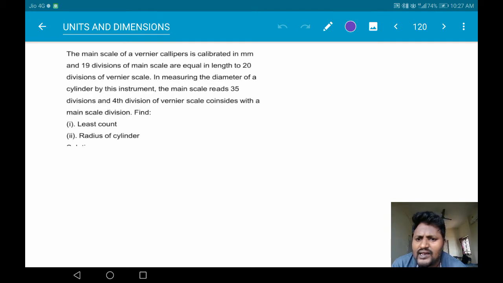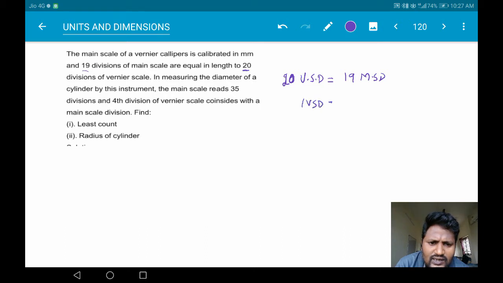The main scale of a vernier calipers is calibrated in millimeter. So 19 divisions on the main scale is equal to 20 divisions on the vernier scale. So the same model again here. 20 vernier scale divisions is equal to 19 main scale divisions. So first we should know its least count. Here the least count is not given, for that purpose only I am doing this. So 1 VSD is equal to 19 by 20 MSD.